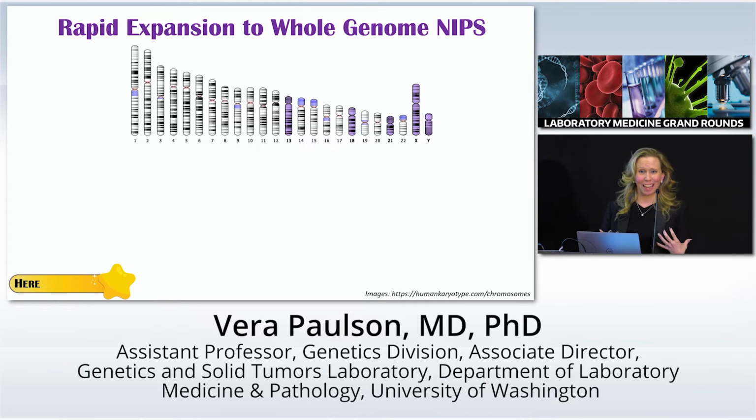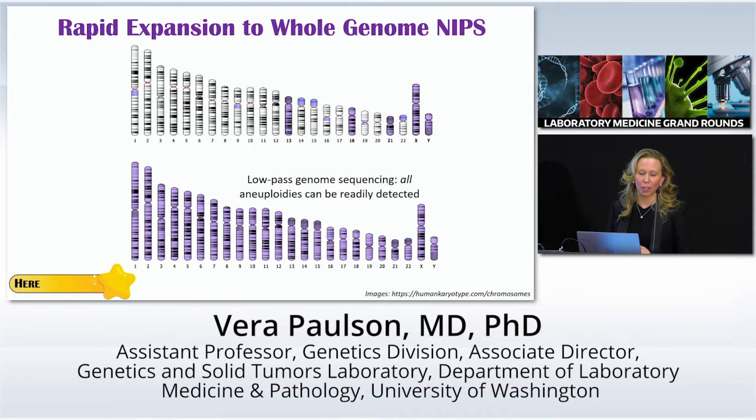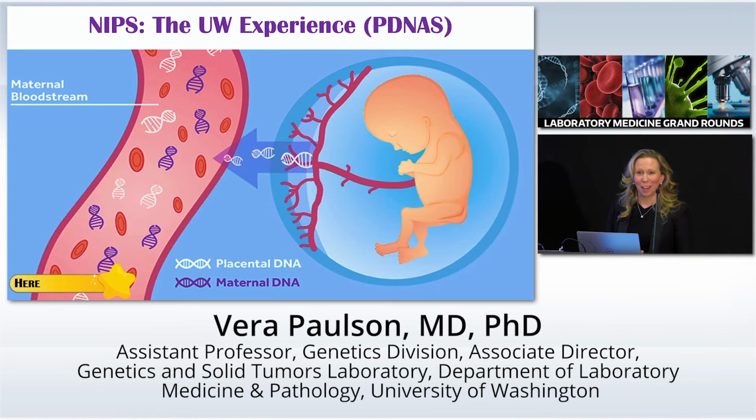Of course, we weren't content to stop at 13, 18, 21 and the sex chromosomes. It rapidly expanded to all of the chromosomes to detect aneuploidies outside of these classic trisomies. As it so happens, we do have an assay here that can detect these alterations. This was brought on before my time by Dr. Tina Lockwood, who I'm fortunate to call a friend and mentor.